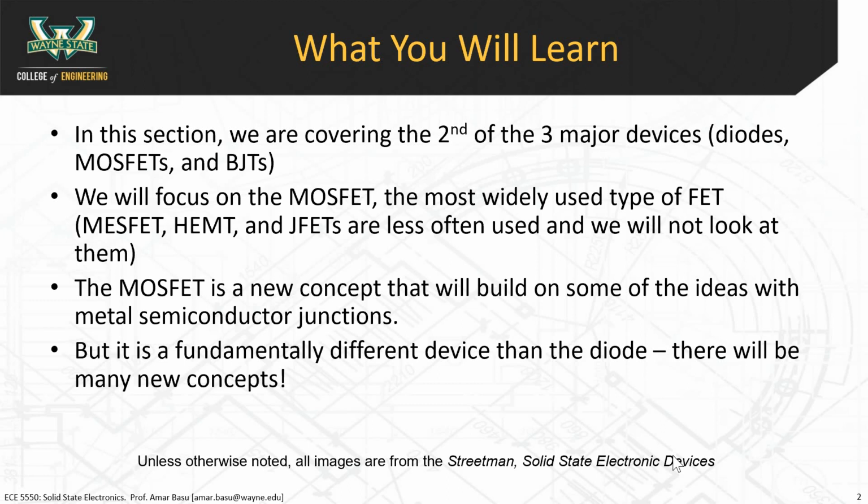There are different types of field effect transistors as well, including the MOSFET, the HEMT, and the JFETs. These devices are used, but they're less often used than the MOSFET, which has really become pretty ubiquitous today. And so that's why we're going to focus on this particular device. As I mentioned before, some of the concepts that we talked about with metal semiconductor junctions in the previous chapter is going to come into play here. But a lot of it is going to be on some fundamentally new concepts. So that's why it's important.